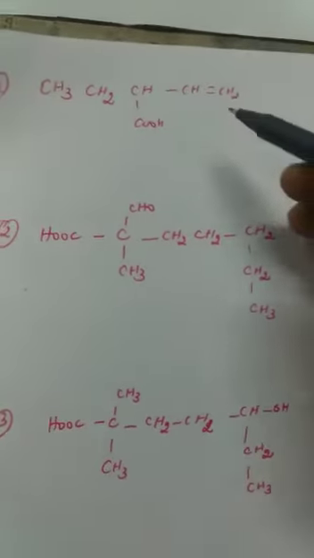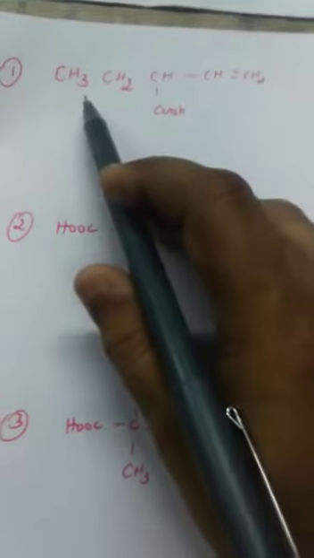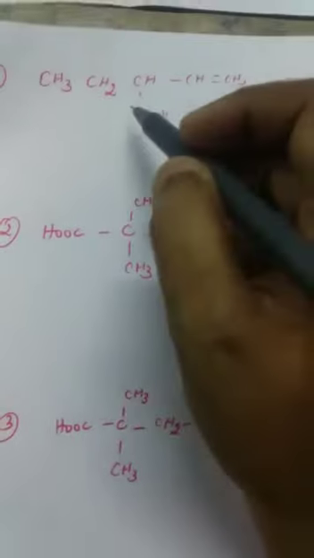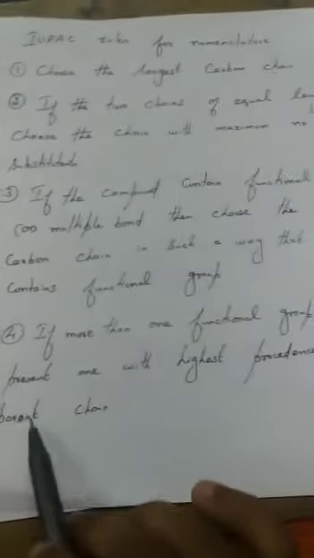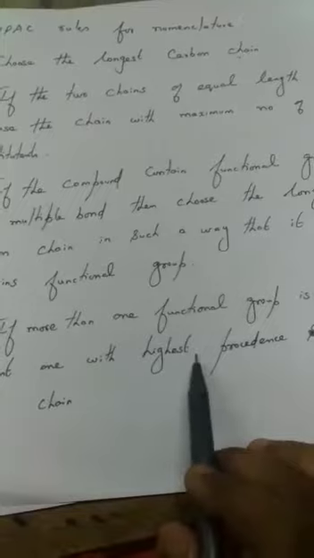Good morning students. Now I am going to explain to you how to name an organic compound. Here we have taken this compound, which has one COOH group and a double bond. According to rule number 4, if more than one functional group is present, then we have to consider the group of highest precedence to be present in the parent chain.